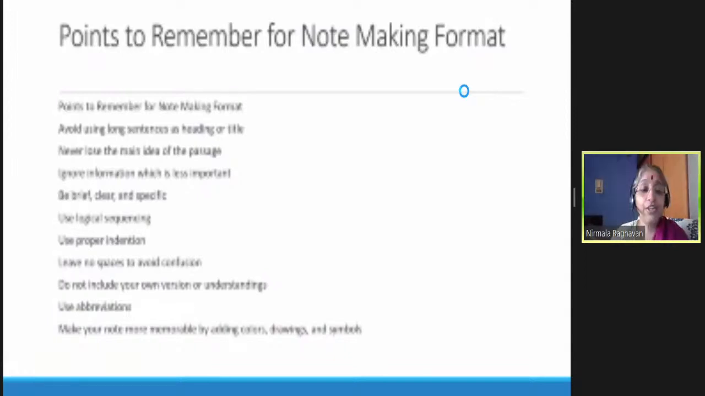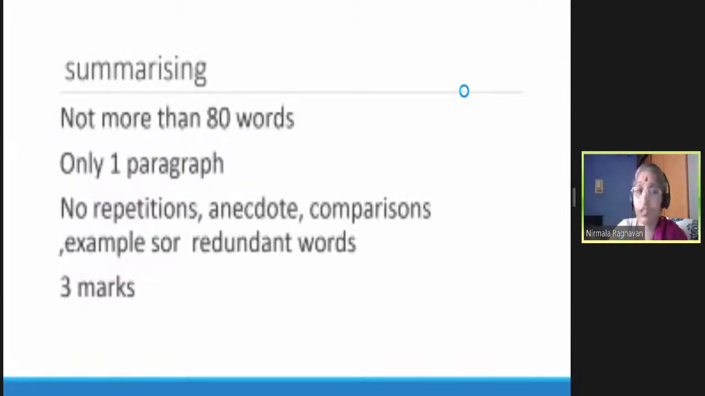Use abbreviations, put them in a key box, write the key, and make your note more memorable by adding colors if you can. Okay. You don't have to write the title again, Utkar. If you want to write, you can write. The moment we see the title at the very outset, that's just enough.